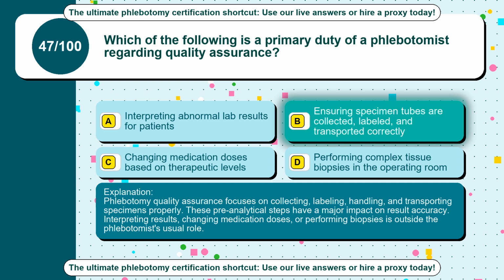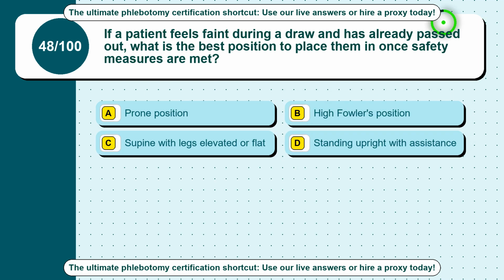These pre-analytical steps have a major impact on result accuracy. Interpreting results, changing medication doses, or performing biopsies is outside the phlebotomist's usual role. Question 48. If a patient feels faint during a draw and has already passed out, what is the best position to place them in once safety measures are met?